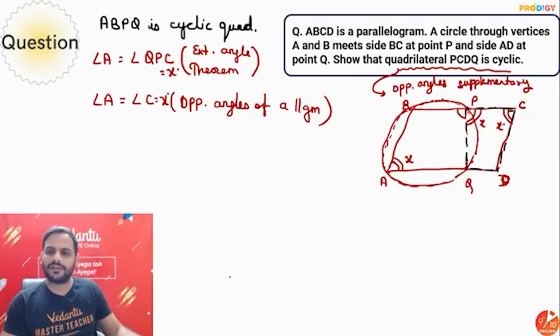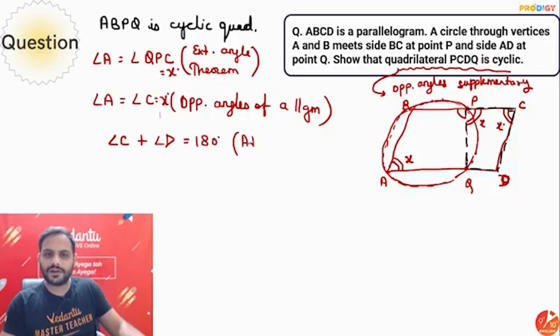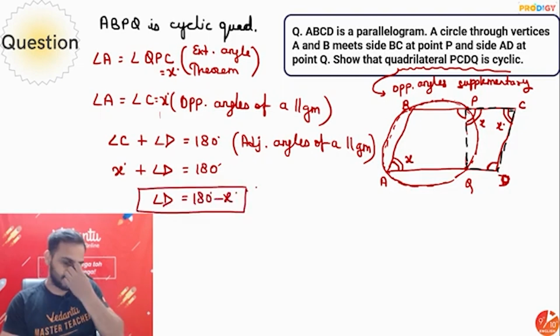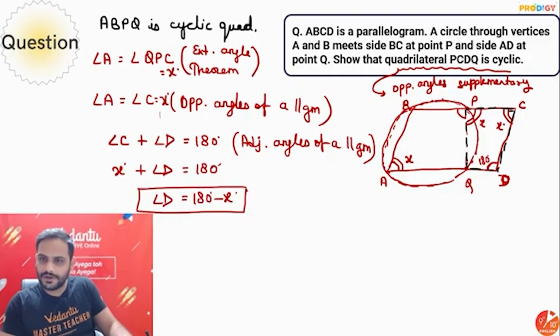Now guys, I know that angle C plus angle D will be equal to 180 degrees, because adjacent angles of a parallelogram are supplementary. At the end, ABCD was given a parallelogram, so C and D are supplementary. So I can say angle C is x degrees plus angle D is equal to 180. You get angle D is equal to 180 minus x. Angle D is 180 minus x.